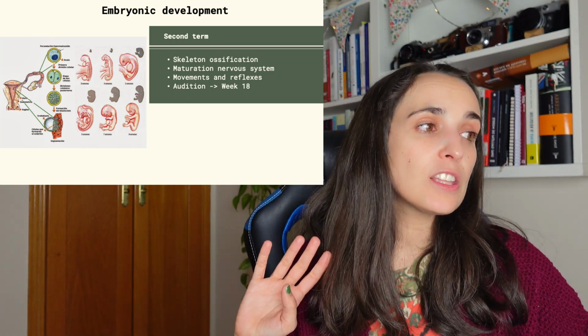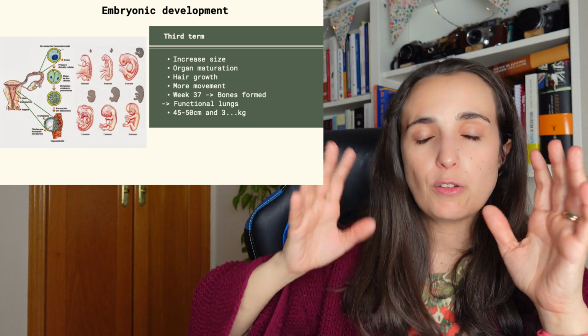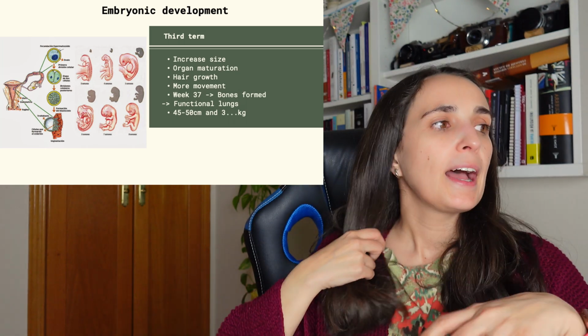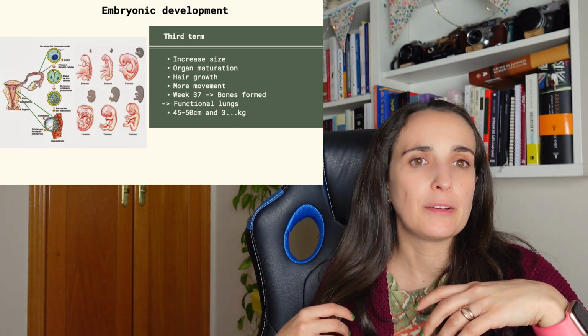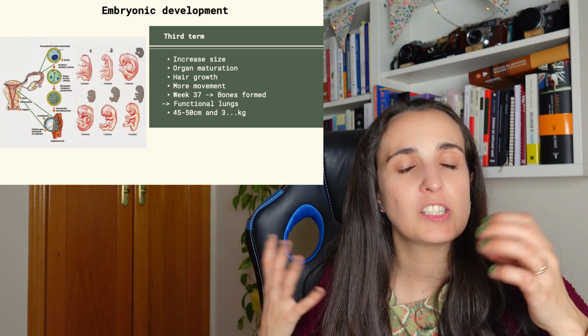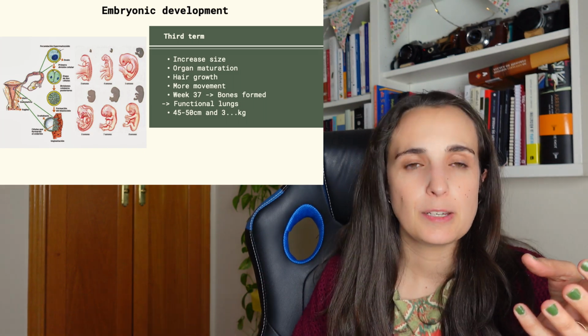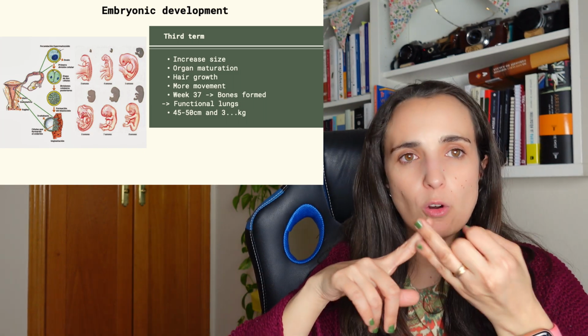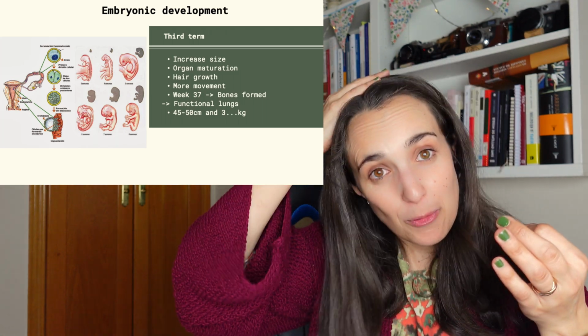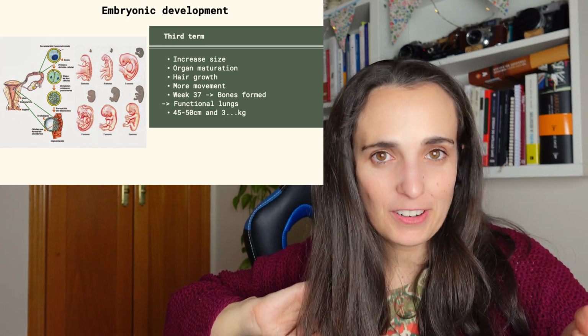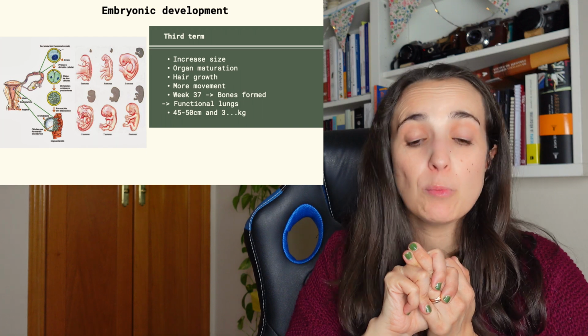And in the last 3 months, the third term, the embryo, the baby, will start growing in size. All the organs should be mature. Hair will grow because they are born with hair. They will move a lot.